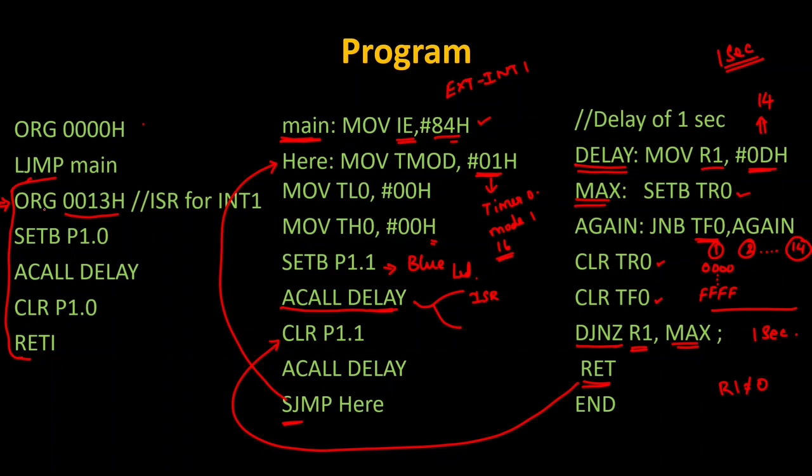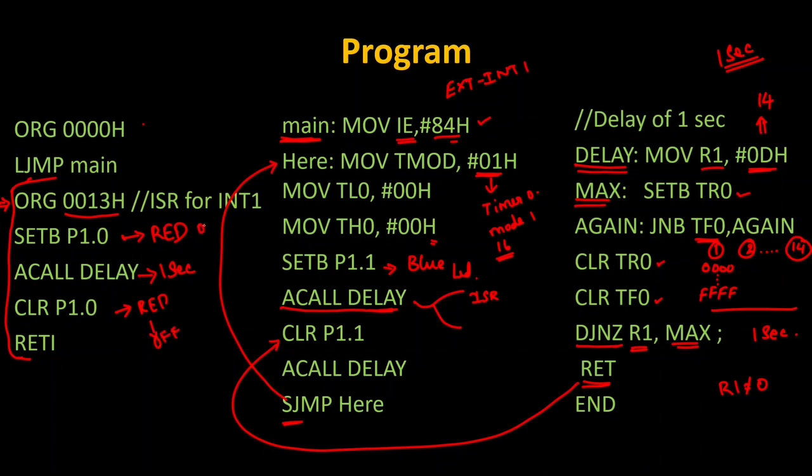So I am creating an ORG which is going to be 0013. We know that whenever the interrupt 1 button is pressed, it is going to jump to this memory location. In this memory location, I am setting my P1.0, right? This red LED is connected to this one, so it is going to be turned on. I am calling the delay again, which is going to create a delay of 1 second. And after that, clearing my red LED. So the red LED will be turned on.